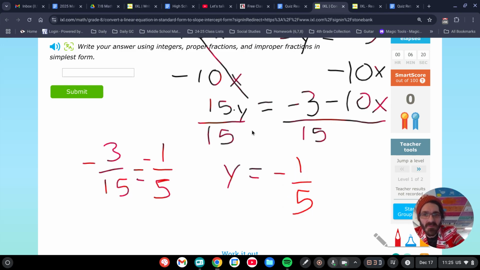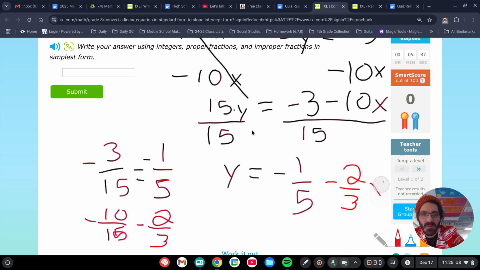And then 10 over 15 can also be simplified. We have a negative 10 over 15. 5 can go into both of those. 2 times into 10 and 3 times into 15. It's a negative. Minus 2/3, and I can't forget about my x.